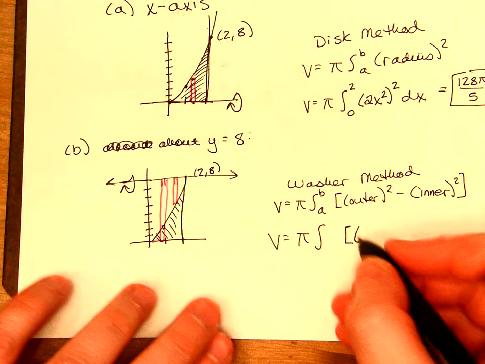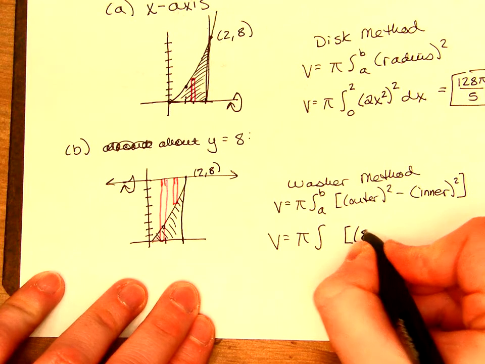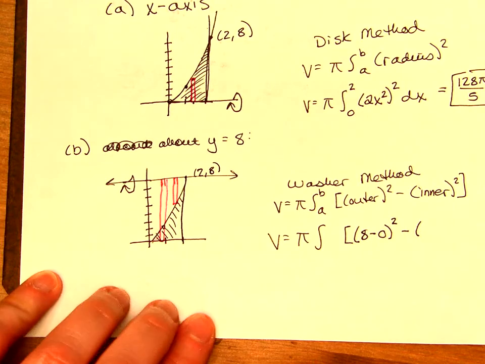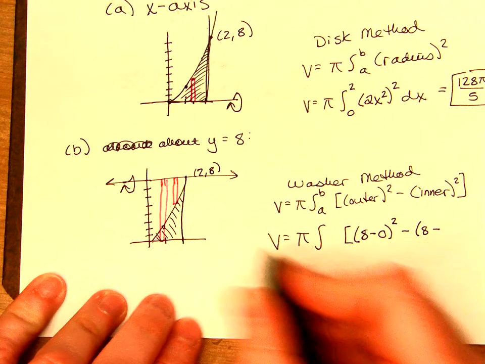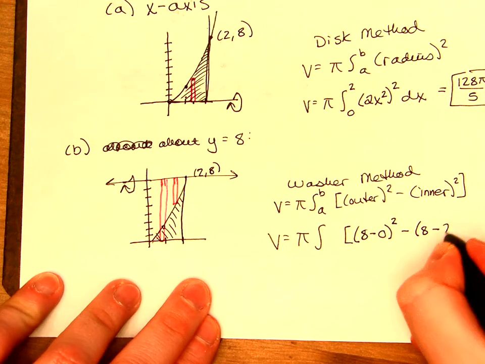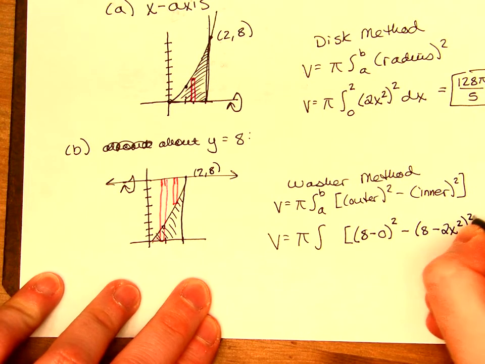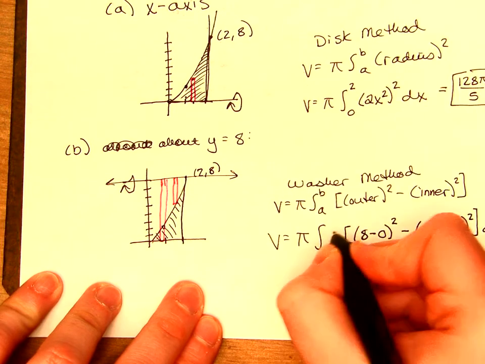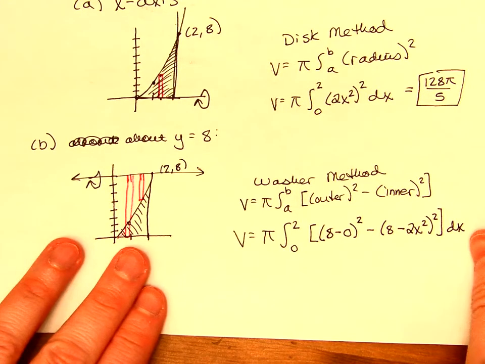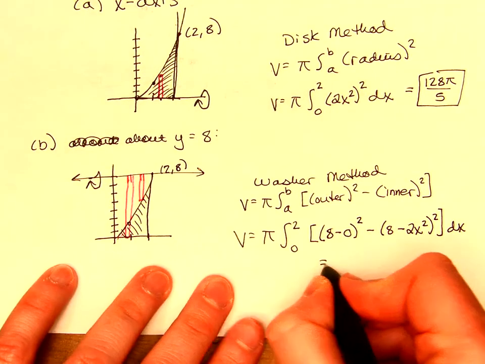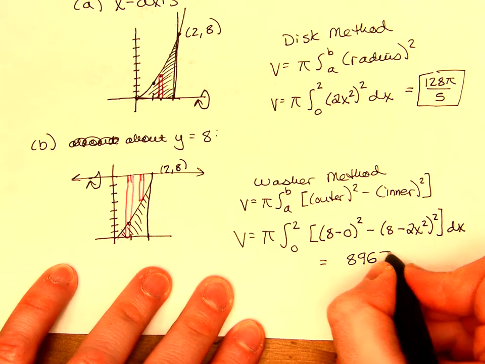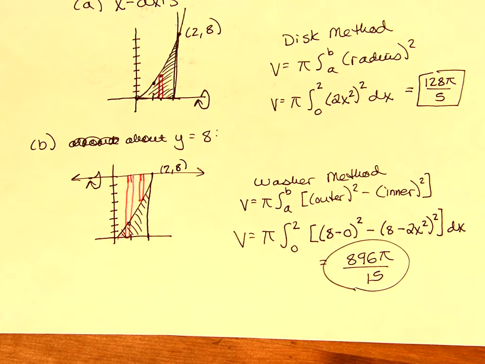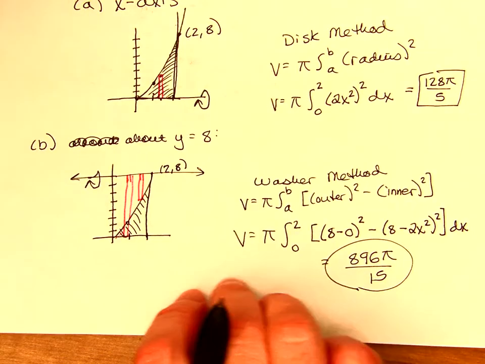Outer radius is the top, 8, minus the bottom, that's just y equals 0. I'm going to square that. The inner radius is the top, y equals 8, minus the bottom, which is the parabola, 2x squared. And I'll square that one. I'm still integrating from 0 to 2 over the x values for the region. Go to the calculator, type that in. You should get 296 pi over 15. Next, part C.